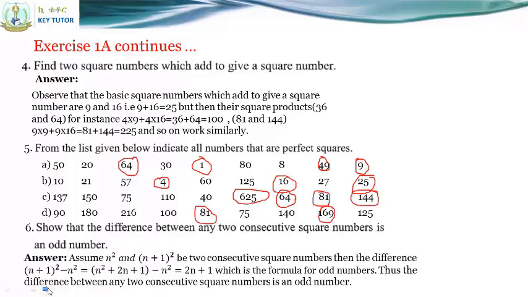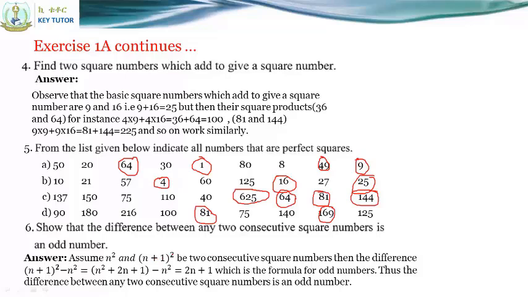Show that the difference between any two consecutive square numbers is an odd number. Previously, with the help of a figure, we were able to determine this is true. That means the difference between two consecutive perfect squares is an odd number. Now let's just check this by using an arbitrary number. Consider an arbitrary natural number n, and n plus 1 will be the next natural number. So the squares of these, n squared and n plus 1 squared, give us perfect squares.